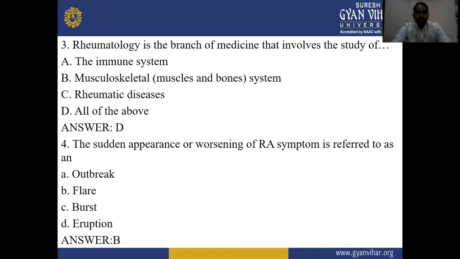Next question. The sudden appearance or worsening of rheumatoid arthritis symptoms is referred to as, option A, outbreak, option B, flare, option C, burst, and option D, European. The right answer is B. A sudden appearance or worsening of rheumatoid arthritis symptoms is referred to as a flare.